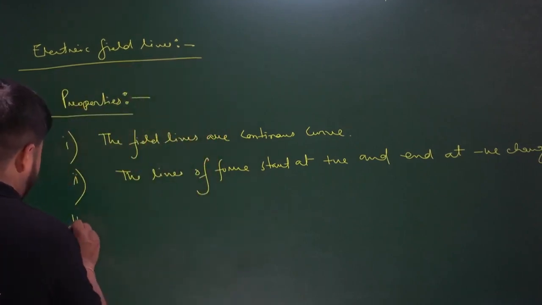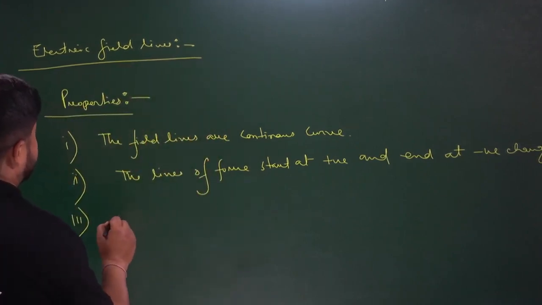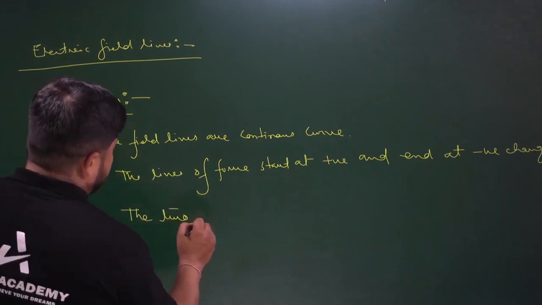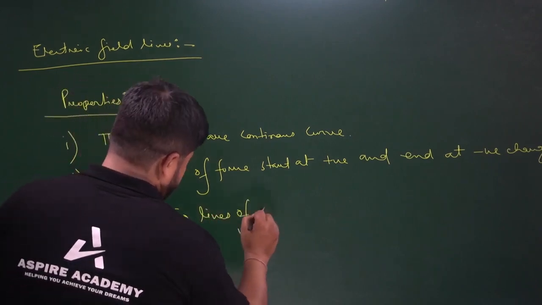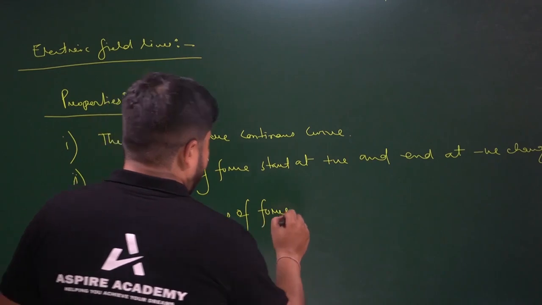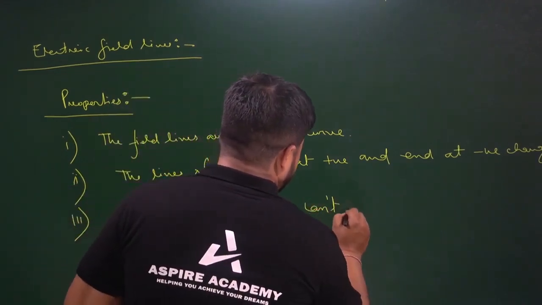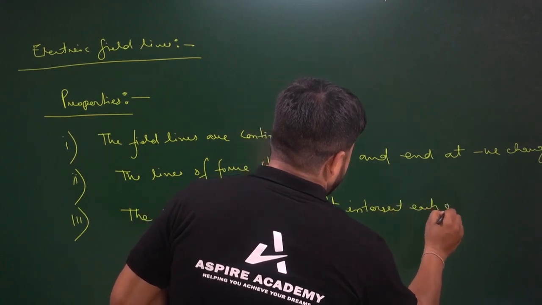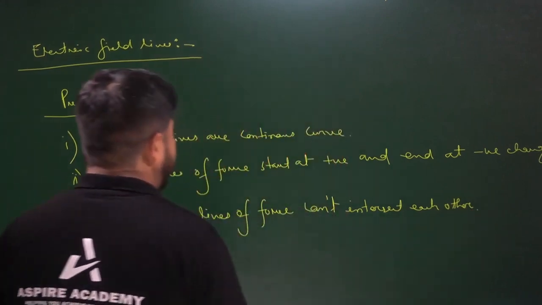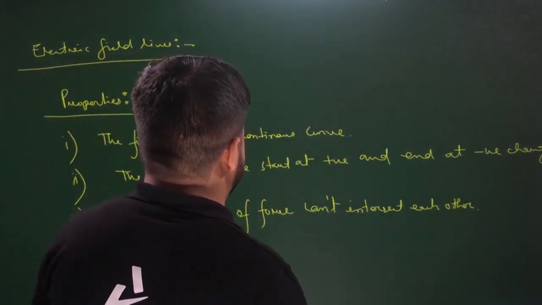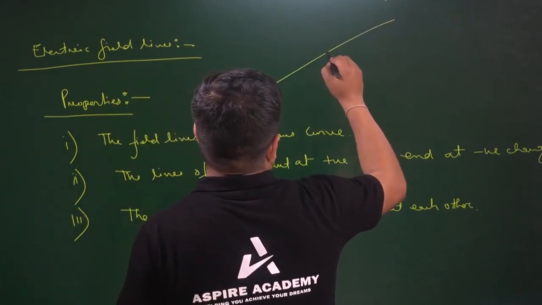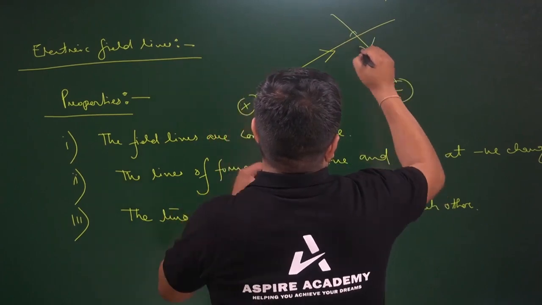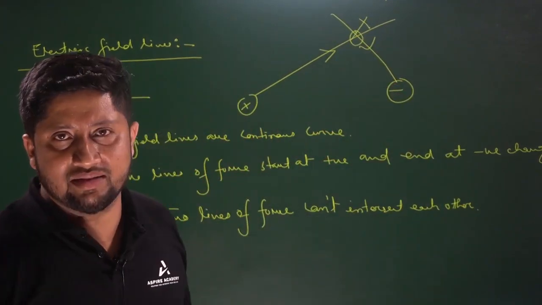After that, the third point is that two lines of force cannot intersect each other. This is a very, very important point. The lines of force cannot intersect each other. Suppose there is a line from a positive charge and another from a negative charge, they cannot intersect each other. Why can they not intersect?